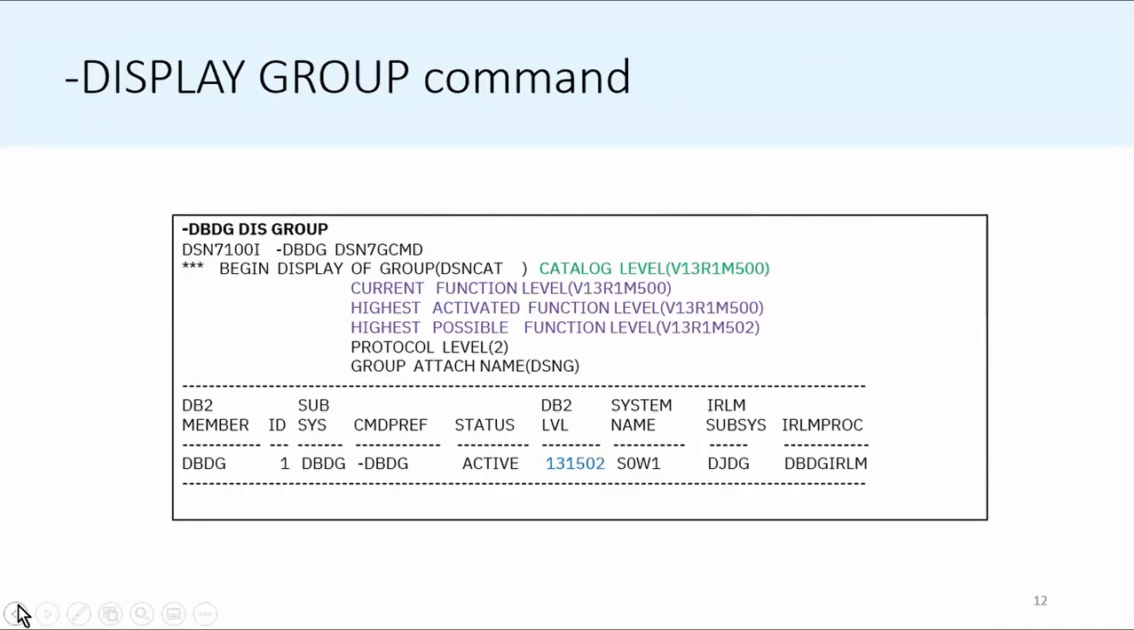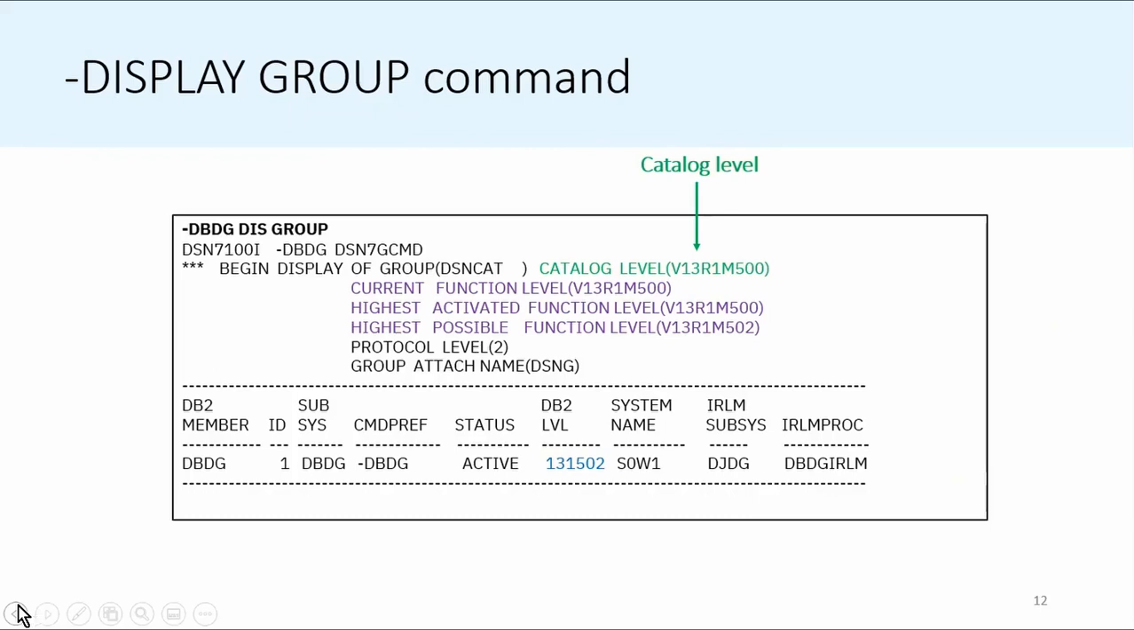I referred earlier to the display group command, and here's a quick view of it. Those of you who are not in data sharing, hopefully you've already gotten used to issuing display group commands, because this is how we find out what's going on, even for a standalone DB2 subsystem. You'll notice that the catalog level is described. In this environment that Anna was running, her catalog is at V13 R1M 500. And you see the current function level, the highest activated function level, and the highest possible function level to be activated.